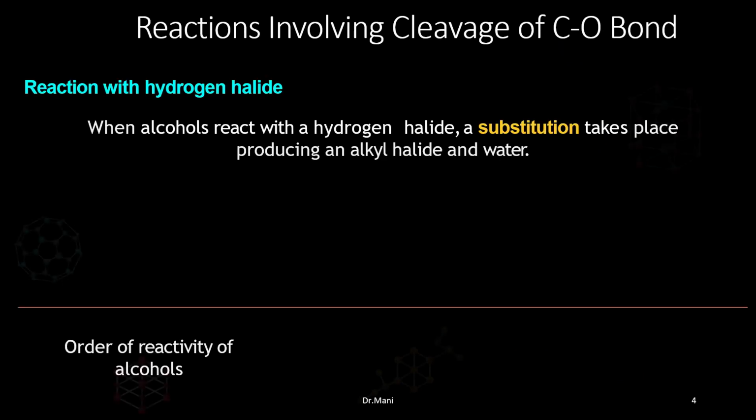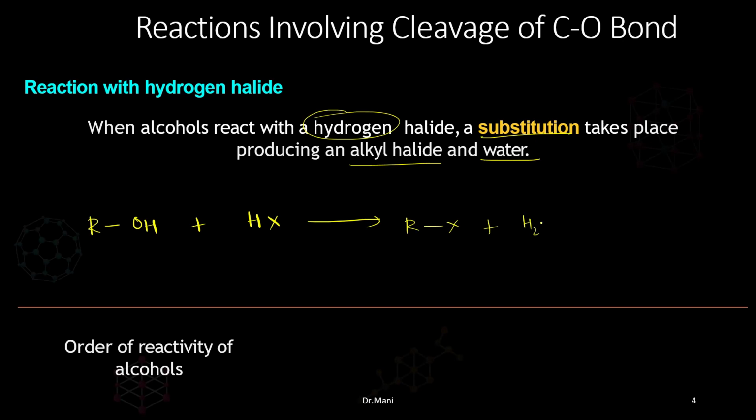So the first one, the reaction with the hydrogen halide. Okay, so what does this reaction do? When an alcohol reacts with a hydrogen halide, a substitution takes place, producing an alkyl halide and water. Suppose you see the reaction, there is an alcohol. When it is reacting with the hydrogen halide, it will give alkyl halide, that is RX, and it will give a water molecule, that is H2O.